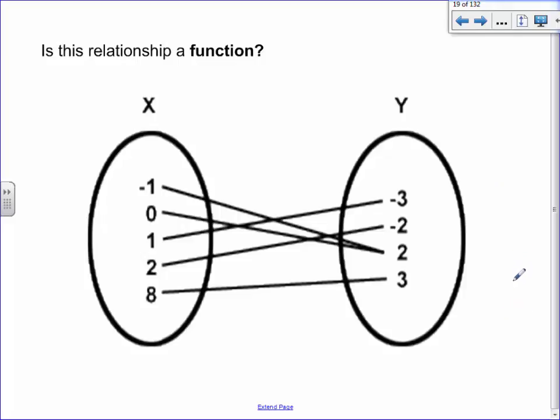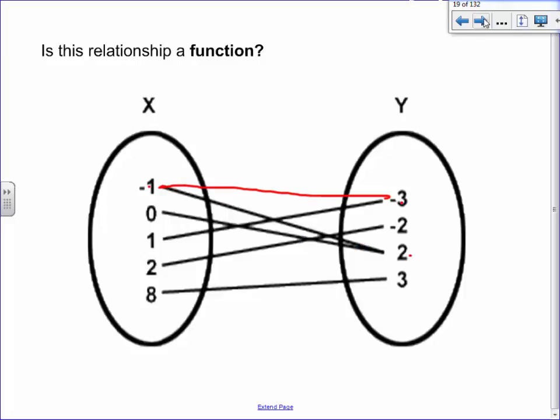Is this a function then? Well, -1 does give 2, and 0 does give 2, but here's where you'd have a problem. If this -1 gave 2 and it gave -3, that would be an issue. You can't have one number give 2.